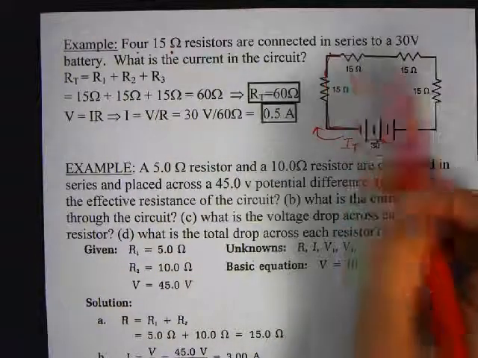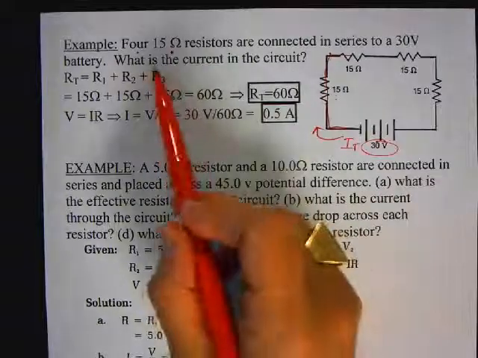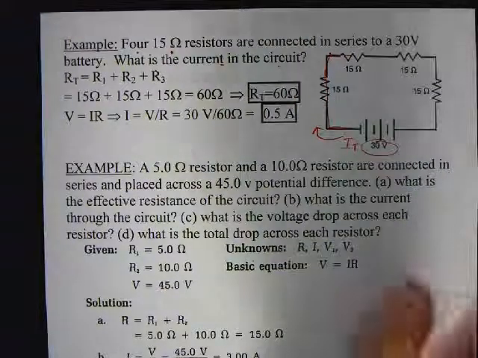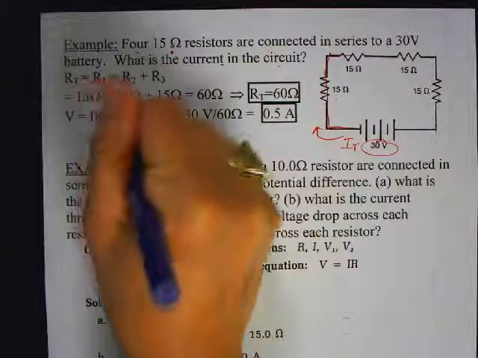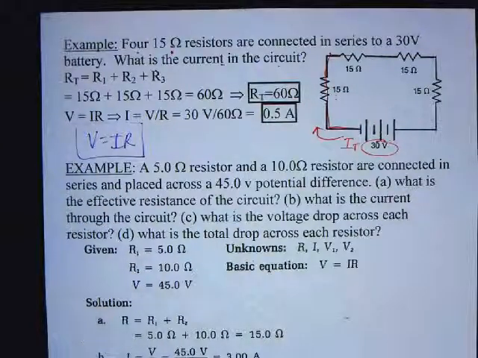Now this one, I have four resistors that happen to be the same. So first it says, what is the current in the system, in the circuit? What we're going to be doing is we're going to be applying Ohm's law over and over and over again throughout the circuit. We can do it for the entire circuit, or we can do it for part of the circuit.